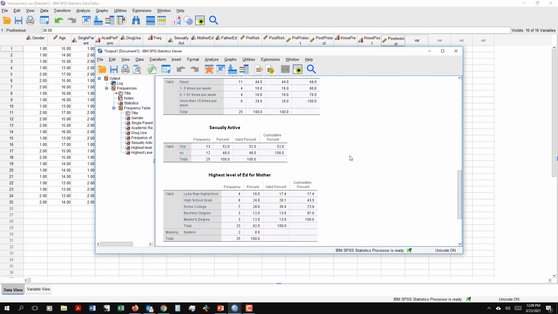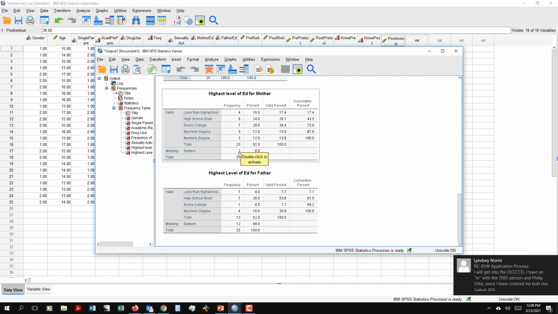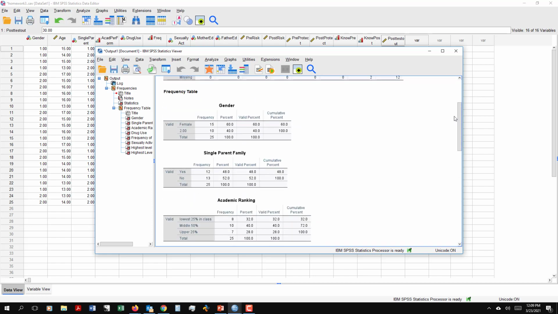We asked about sexual activity, and we determined in the frequencies that 52% are sexually active, 48% say they're not, so it's about 50-50. Highest education level for mother, we have this broken down here. 23 responded. There are 2 in the system that are missing. And the highest level of education for father, we have 12 that are missing, but those are homes that don't have fathers in them, so this breaks down the level of education for father.